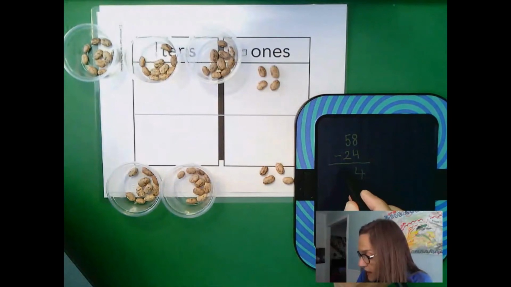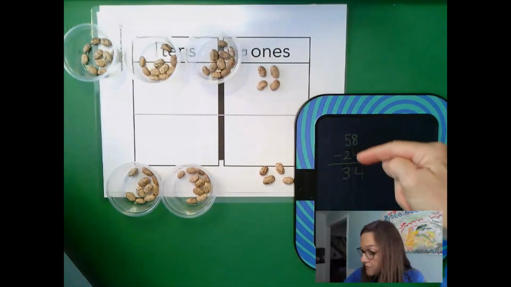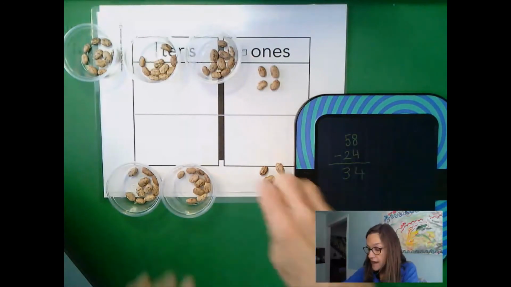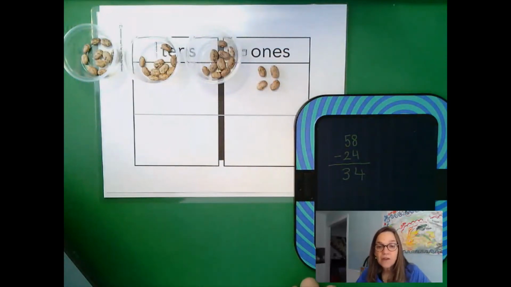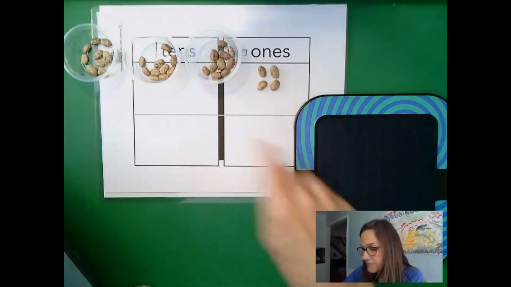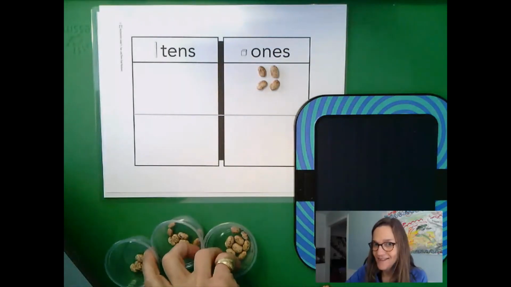3. So we had 58 butterfly eggs. 24 of them hatched and flew away. Here's the 24 that hatched and flew away. Bye-bye. And so we know that 34 of them never hatched. Okay, let's try another problem. I bet you're getting the hang of this now.